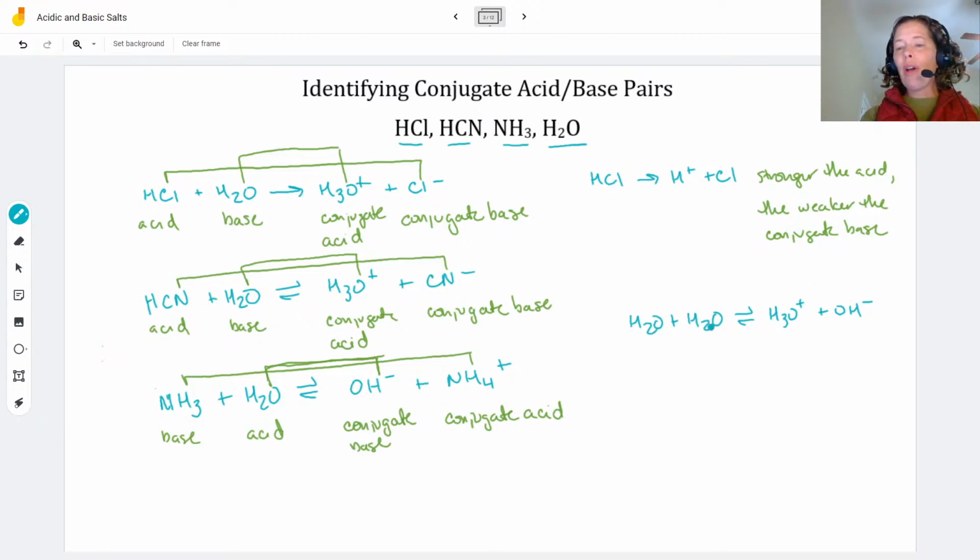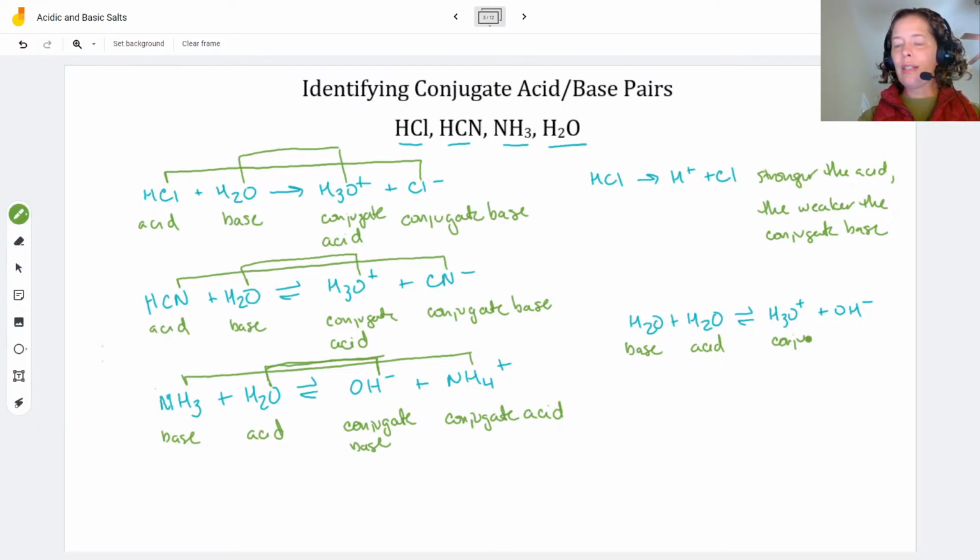Okay, so with our water, because these are identical, it doesn't matter which one we label the acid or the base. We just have to make sure we match it up with its conjugate pair. So let's label this one as the base and this one as the acid. Of course, you can reverse it. That's fine. So if this water molecule is the base, that means it is accepting a proton. So again, instead of being H2O, it now becomes H3O. So it has accepted a proton.